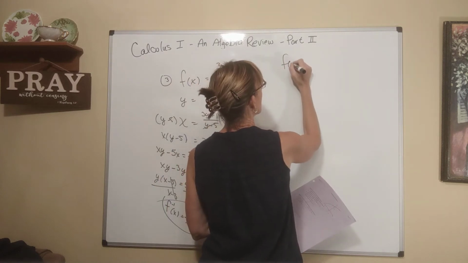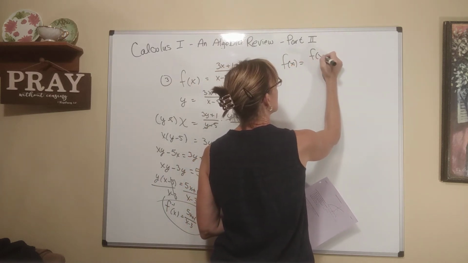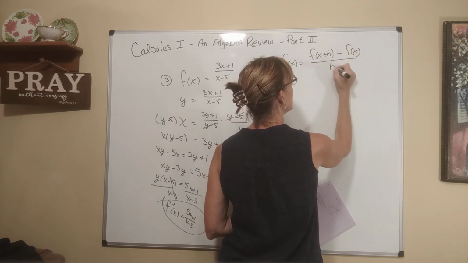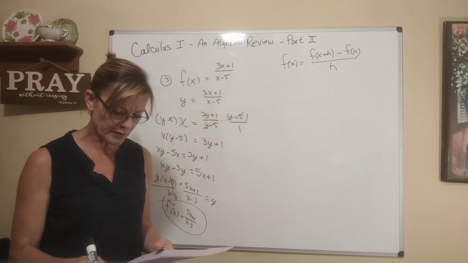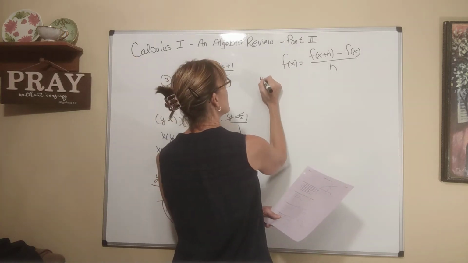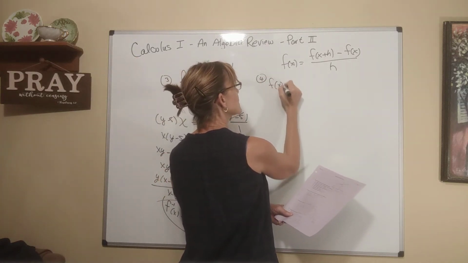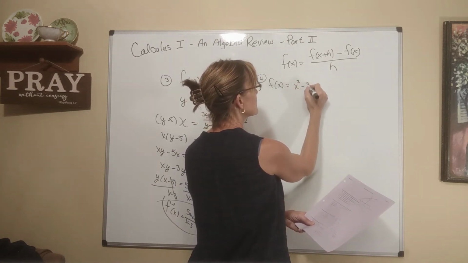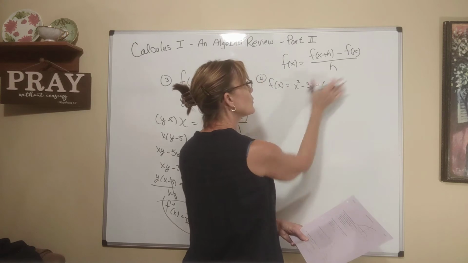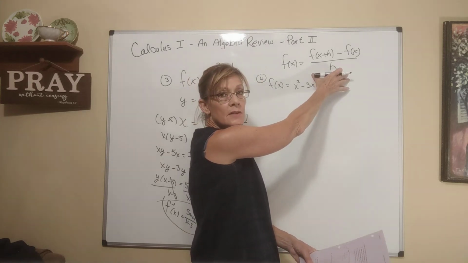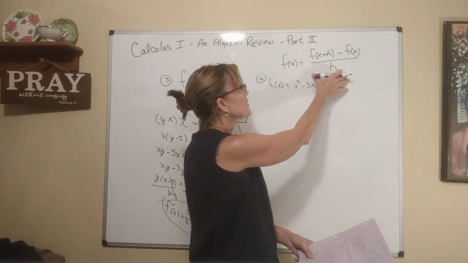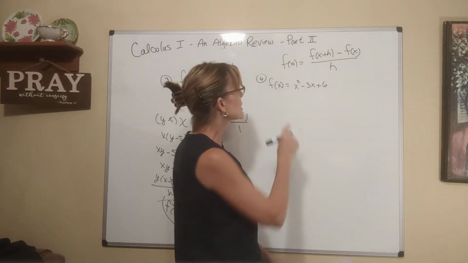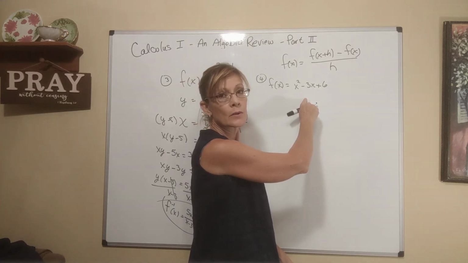Difference quotient is this: f of x plus h minus f of x, all over h. And they said find the difference quotient for this problem. And so number 4, they say, f of x is equal to x squared minus 3x plus 6. So in order to construct and simplify this difference quotient, we need to first figure out what f of x plus h is. We don't have to figure out what f of x is because they gave it to us right there. We're set.